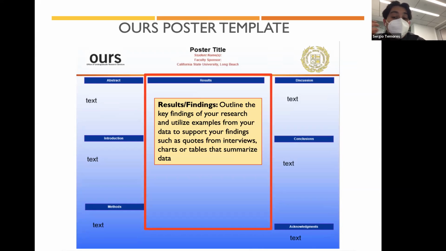Results and findings. But not every poster will have a results section. Maybe you have anticipated or predicted results. So you want to outline your key findings, or what you hope to find, of your research, and use examples of your data to support your findings, such as interview quotes, charts, or tables.